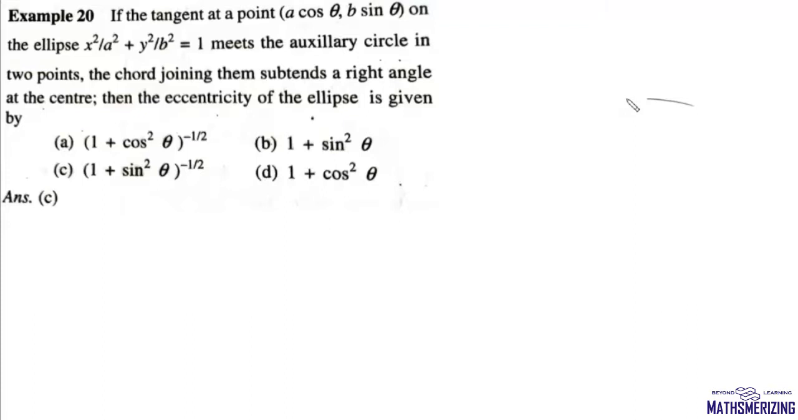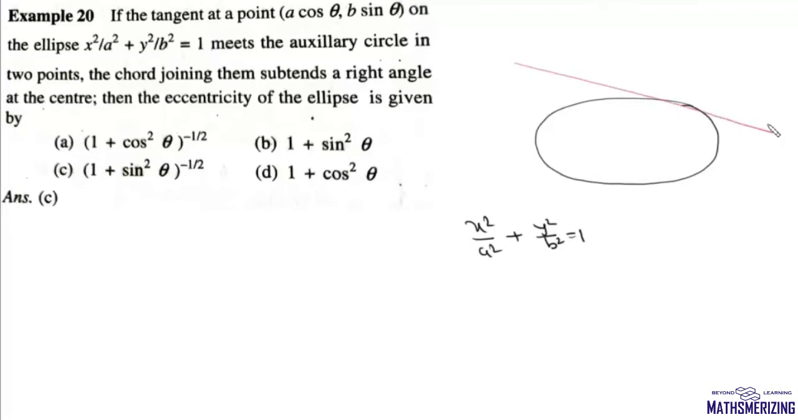So we have this ellipse. Its equation is x square upon a square plus y square upon b square equals 1. Now we have drawn a tangent at any point P. This tangent intersects the auxiliary circle at 2 points, say A and B, and this chord AB subtends a right angle at the center. We need to find the eccentricity for this ellipse.